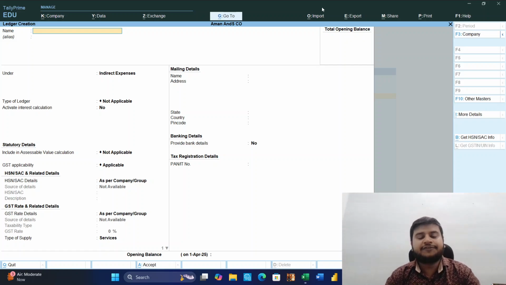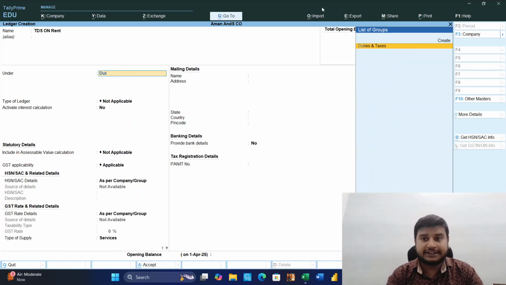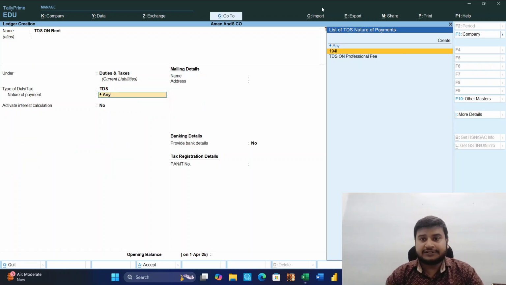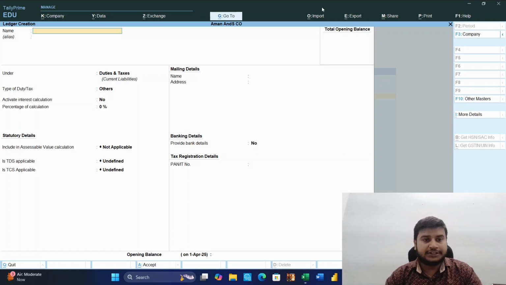So, for example, three ledgers are created: one for the security deposit, one for the rent expense, and another is TDS on rent, which comes under duties and taxes, with TDS nature 194-I. So four ledgers in total.